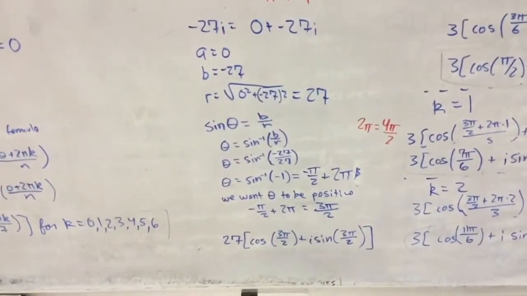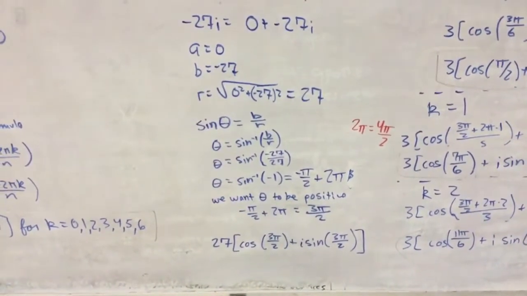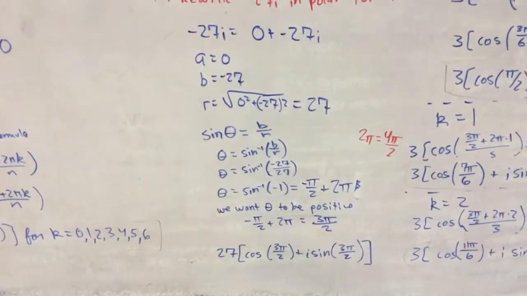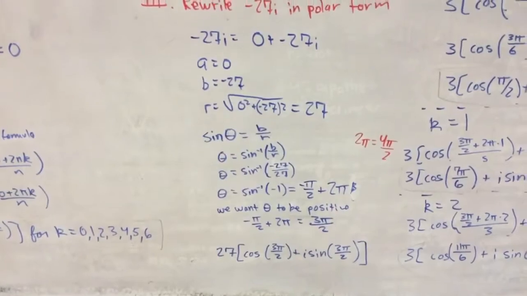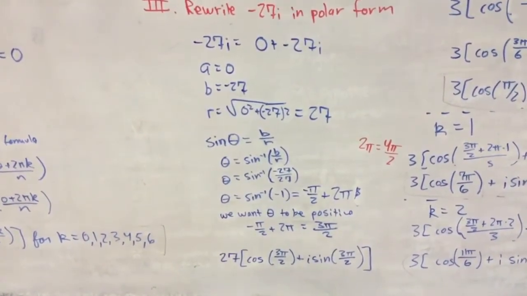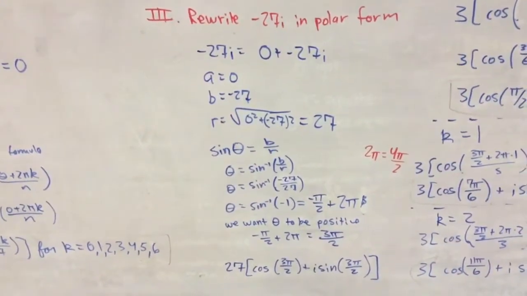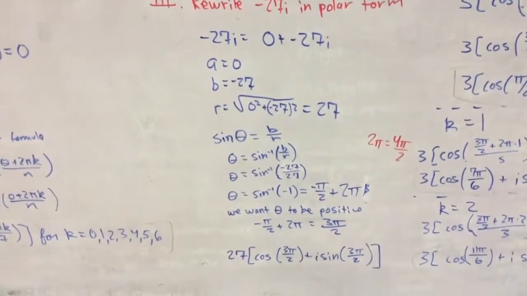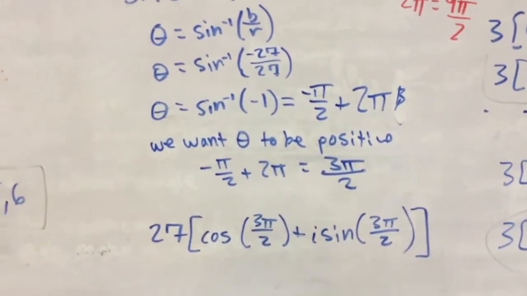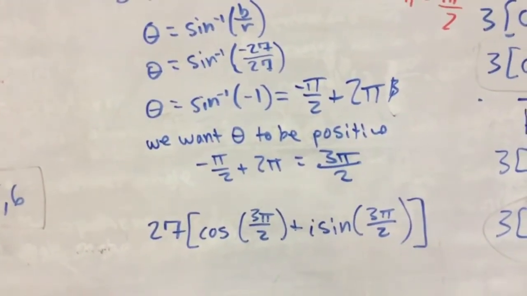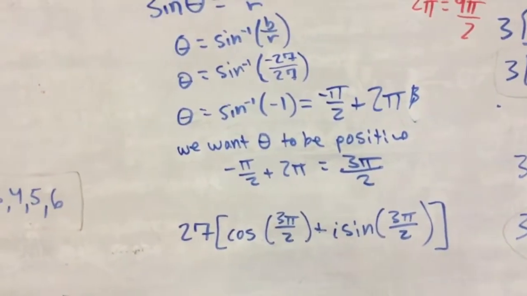So whenever we're working in polar coordinates, we want our theta to be positive. So we're going to use that periodicity identity to add 2 pi to negative pi over 2 and get 3 pi over 2. This works because the sine of 3 pi over 2 is the exact same thing as the sine of negative pi over 2 due to the periodicity identity. So therefore, our final polar form is 27 times the quantity of the cosine of 3 pi over 2 plus i times the sine of 3 pi over 2.